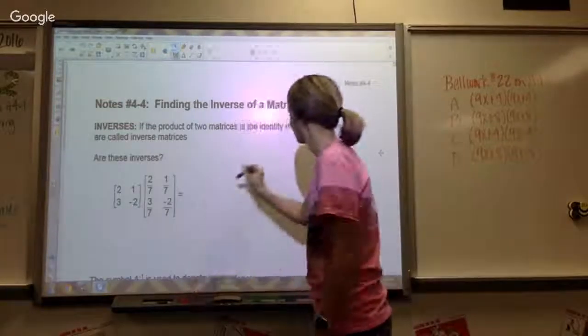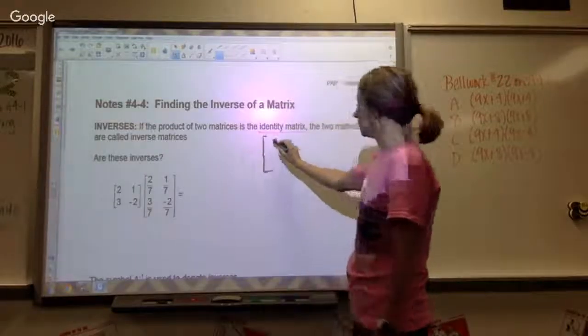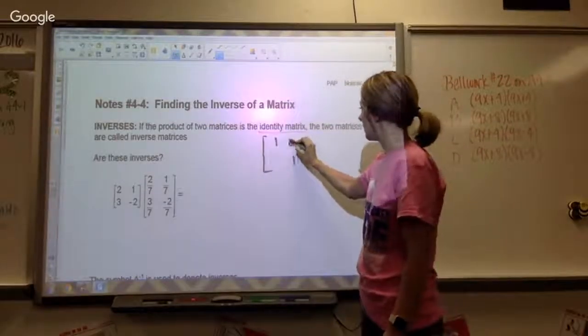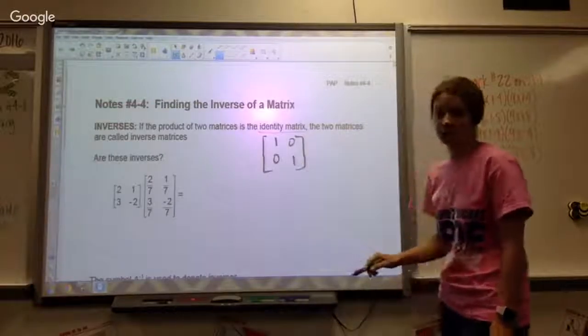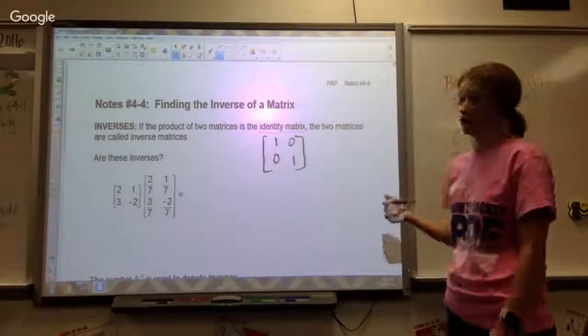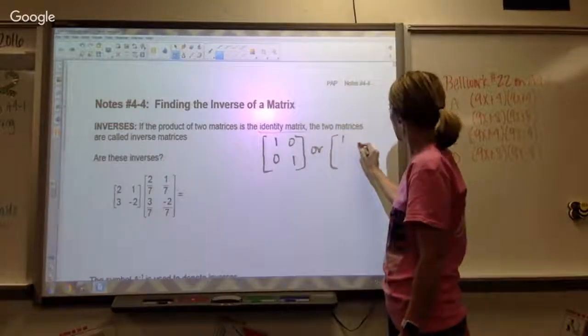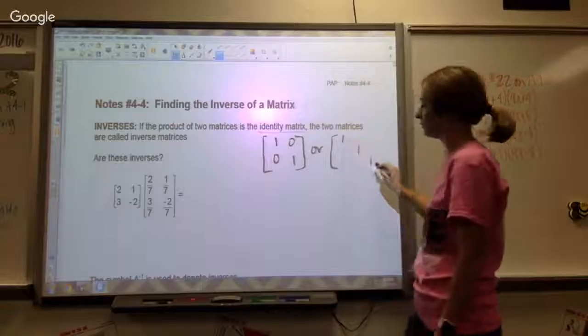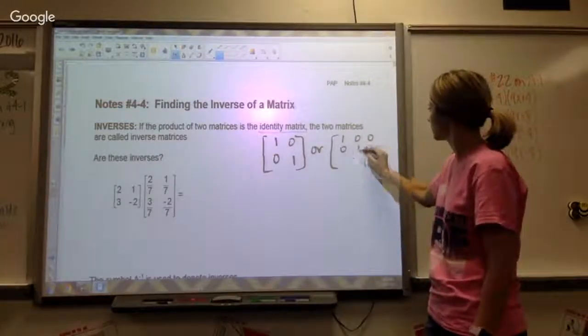So remembering back the identity matrix, the diagonal from left to right are ones and all the other elements are zeros. So on a 2 by 2, if you end up with this, then you know that they are inverses when you're multiplying them. A 3 by 3, the diagonals, again, diagonal from left to right are ones, and then everything else are zeros.